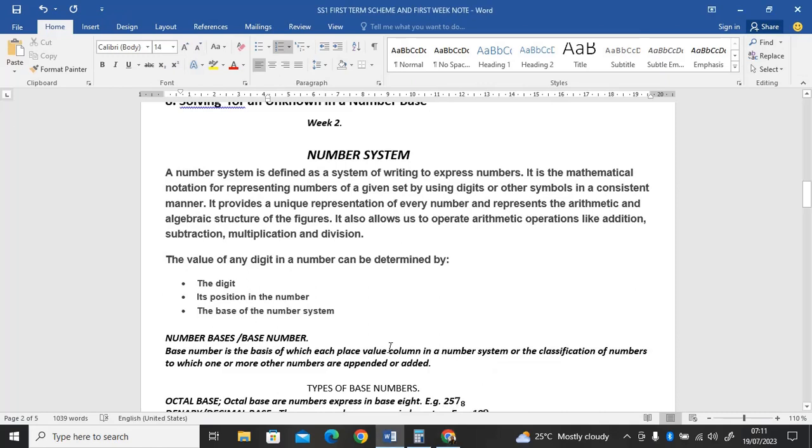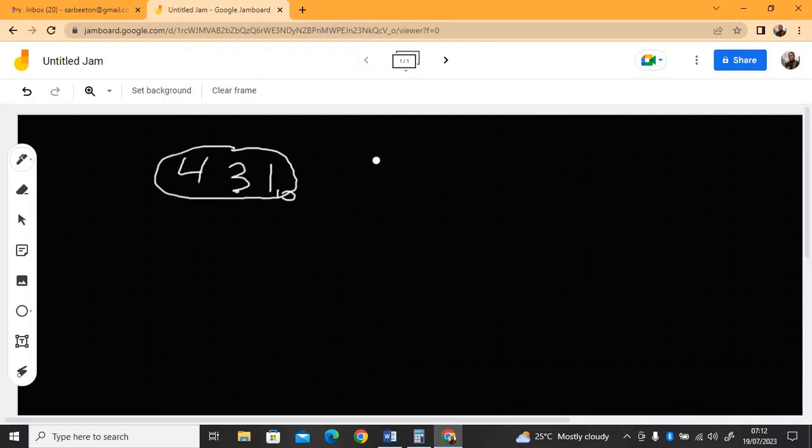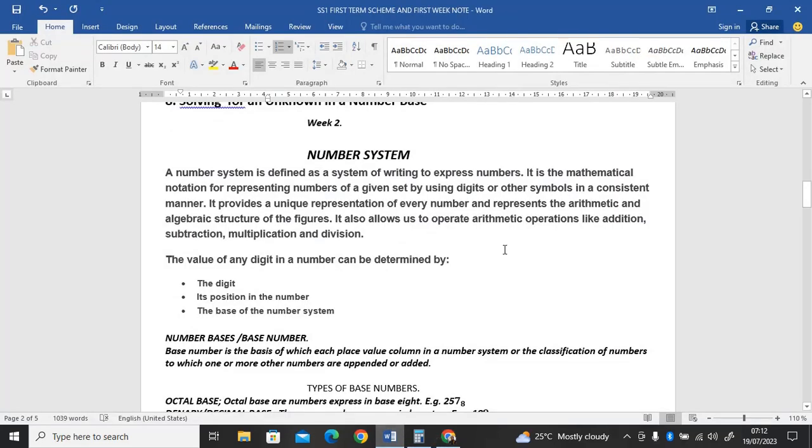Now the next one was the base of the number. I told you that an ordinary number, except it is stated otherwise, is in base 10. That does not mean that in some cases you will not see something like this: a teacher may give you 2, 4, 1, base 3. It's possible. It means this one is in base 3. But ordinarily, without any number stated at the bottom, it is in base 10.